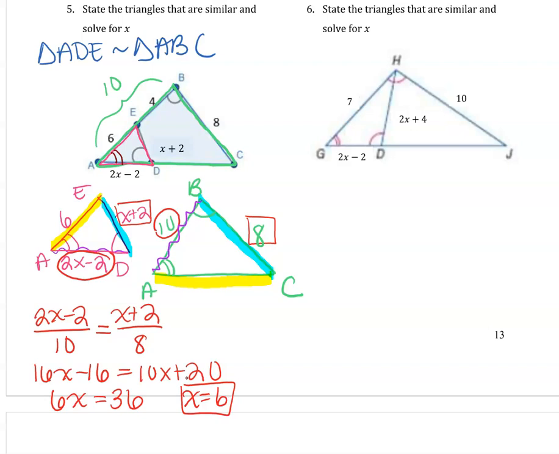All right, let's do the next one. State the triangles that are similar and solve for x. Okay, so I'm seeing that angle H in this picture is congruent to angle D, and then there's that shared angle at G as well. Okay, so I'm seeing, again, let's pull these apart. This guy, which is HDG.